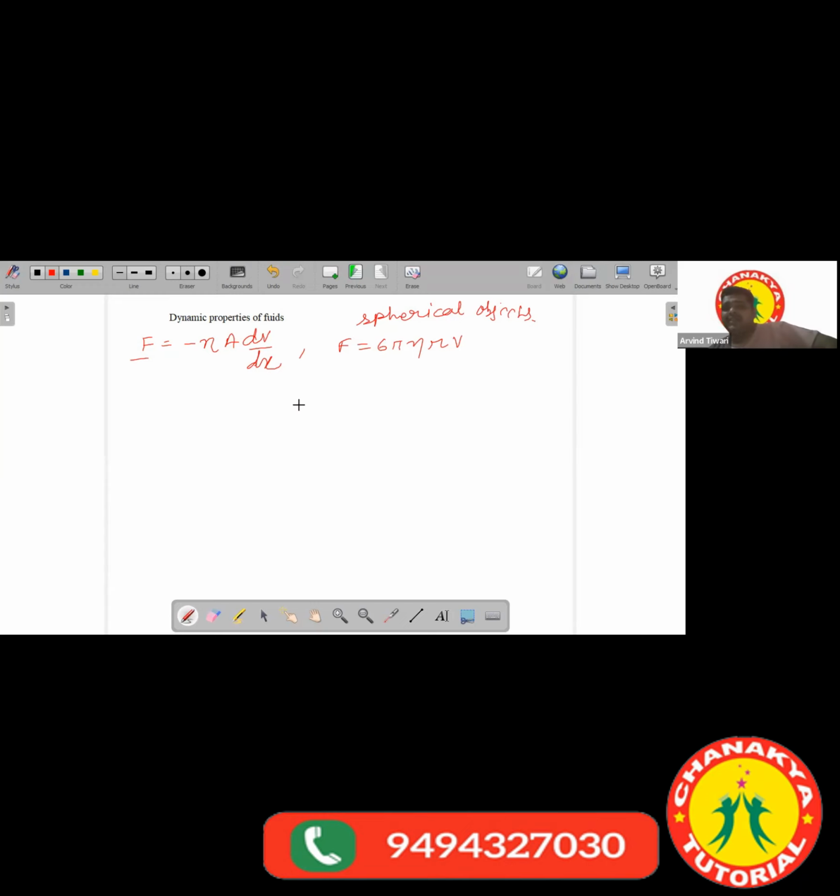Then the next thing we observe in the dynamic properties of the fluid. Force is equal to 6 pi eta RV. This is a force, as we have studied in the case of friction. This is also a frictional force offered by the fluids, whereas the frictional force we studied in the case of solids depends on the load. It does not depend on the velocity. For that friction, we have seen F by R is a constant, F by R is equal to mu.